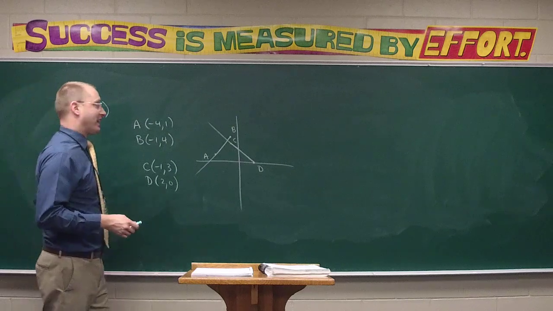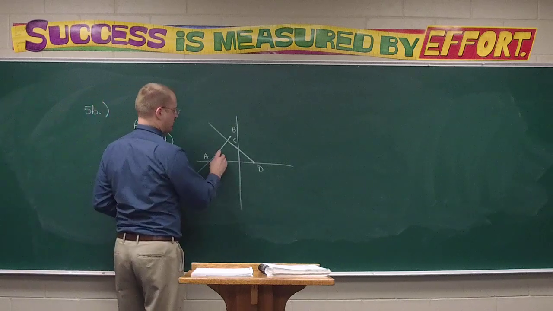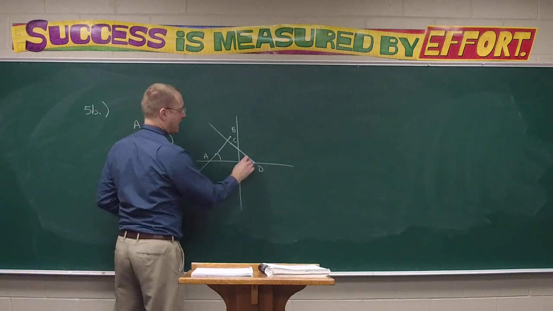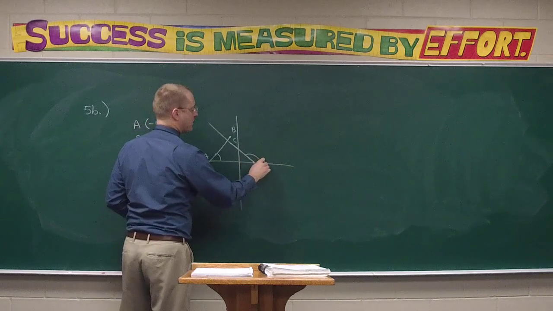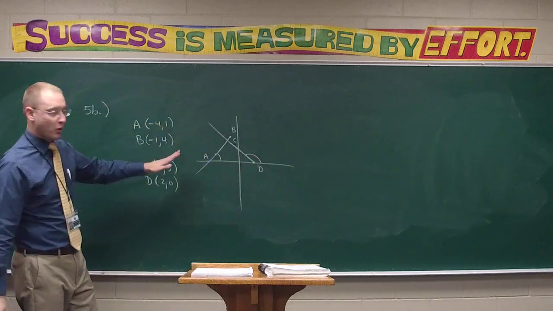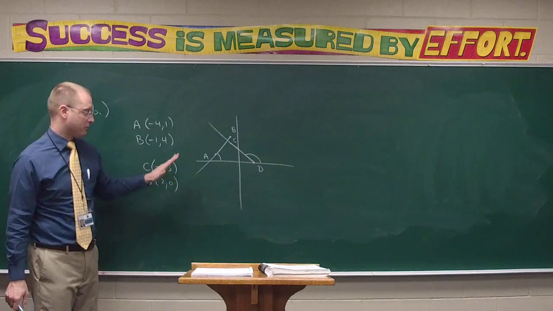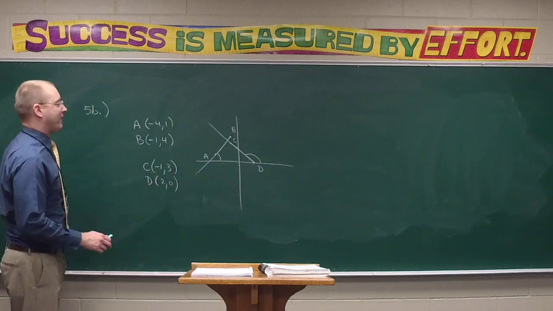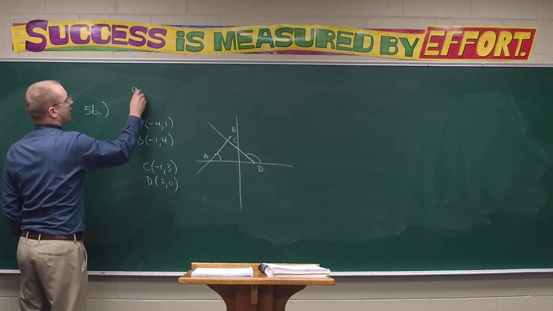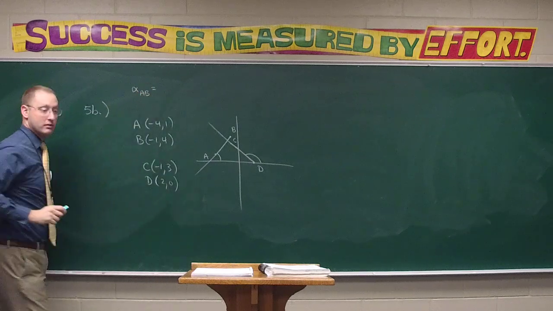And it starts by saying find the inclination of each line. So I've got my line, my angle A, and then this angle here at D. Do you see that those are my two angles of inclination? All right, how do I find the angle of inclination of AB? Class?